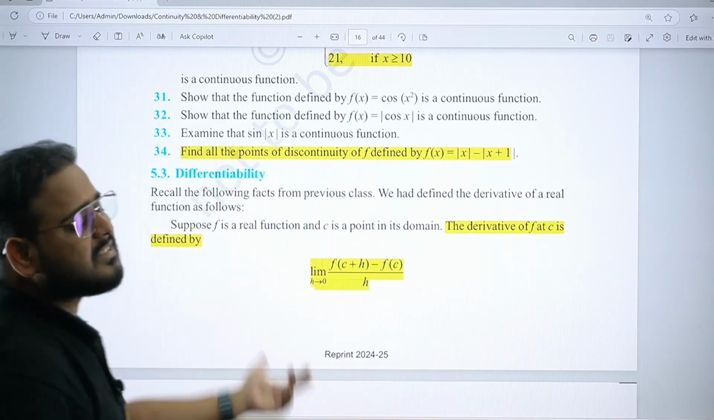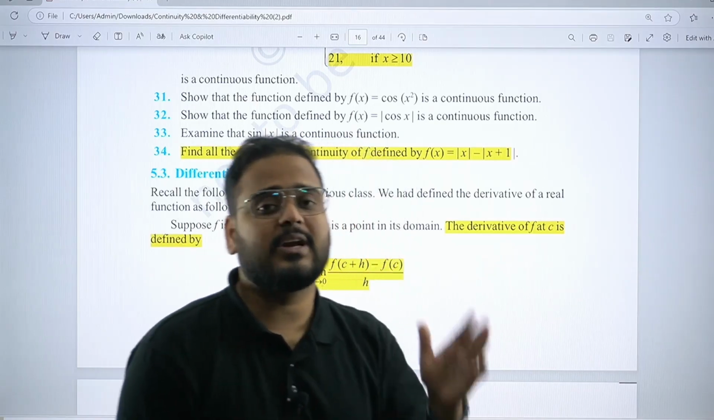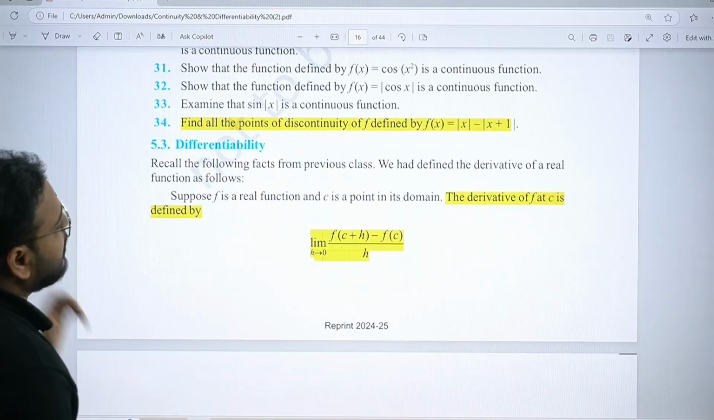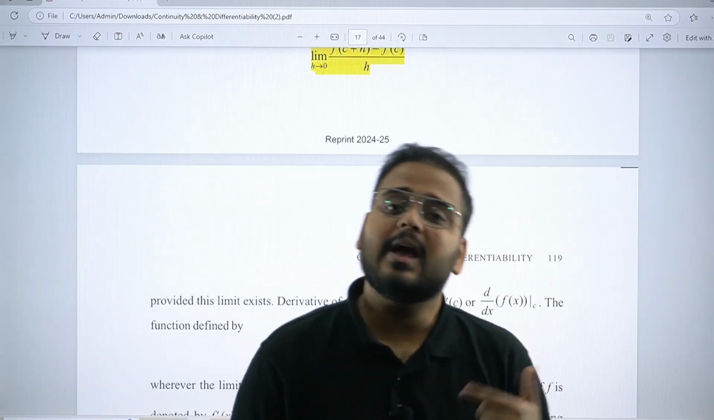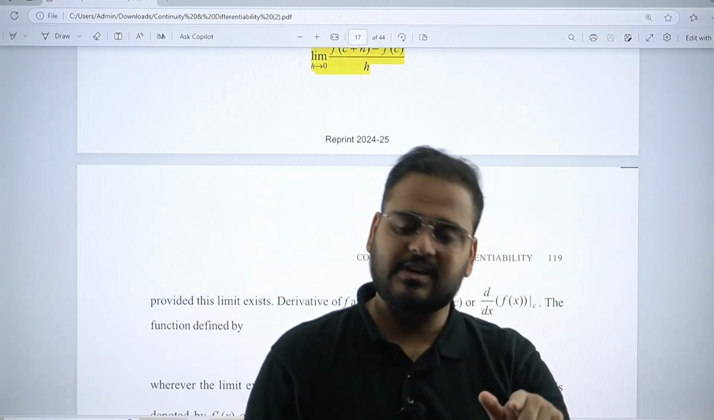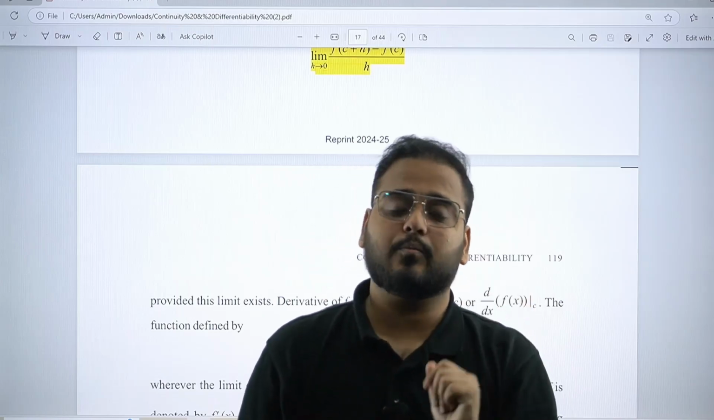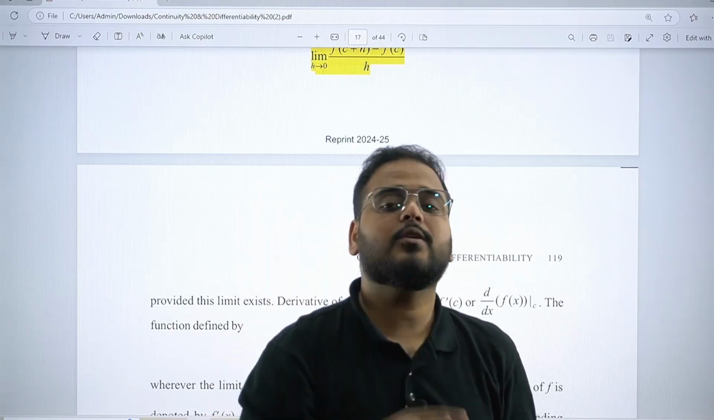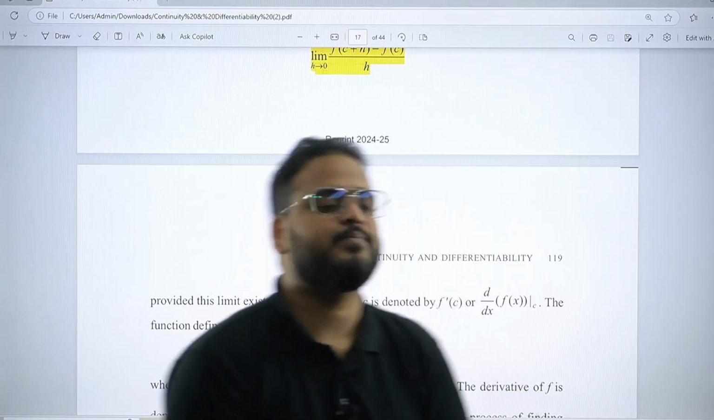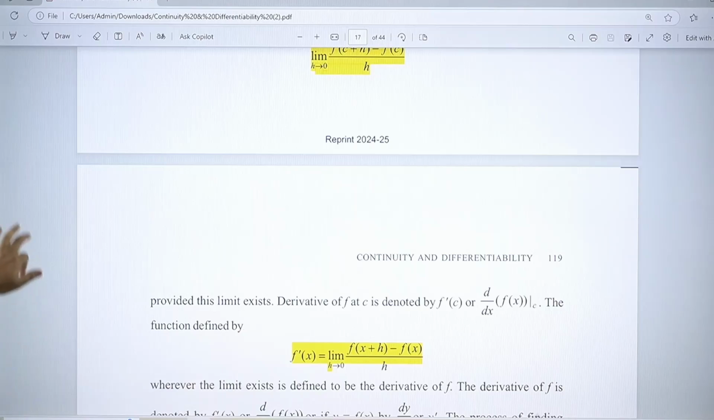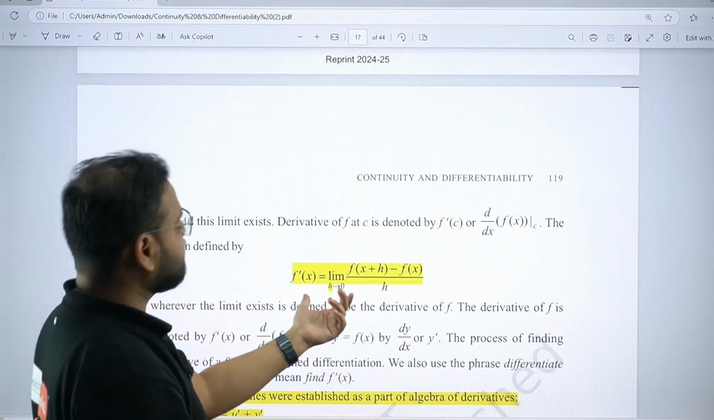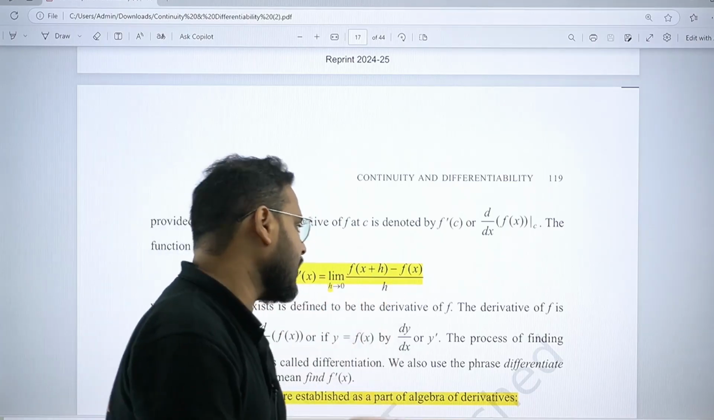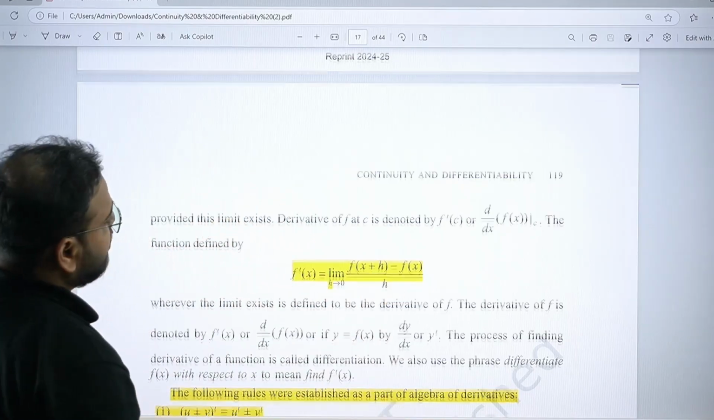Very important, the LHD equals RHD. To have the function differentiable, it has to be continuous, and it has to have LHD equals RHD. Or in the graphical method, what is that? There shouldn't be any sharp corners in the graph. If it has a sharp corner, it means non-differentiable at that particular point. The graph has a sharp corner, for example, mod of x. It's a sharp corner, right? It will not be differentiable at x equals 0. This is a definition. This is the first principle, correct? f'(x) is given by limit h tends to 0, f(x+h) minus f(x) upon h. This is the derivative from the first principle.